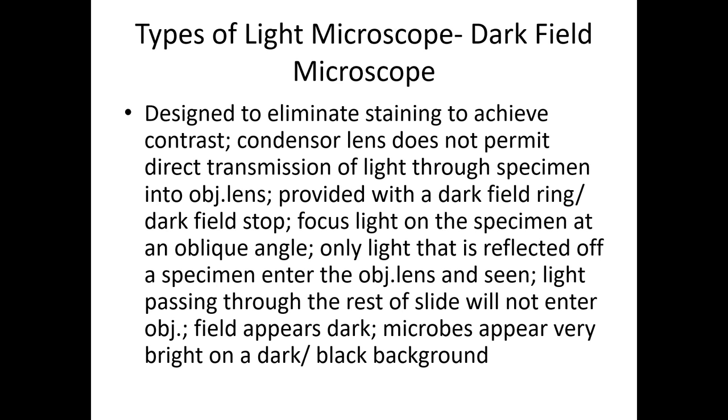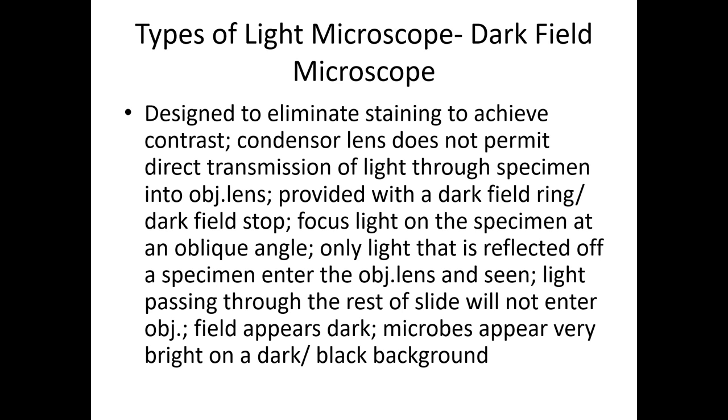First one, designed to eliminate staining to achieve contrast. So here, staining is not required to achieve contrast. We have told the term contrast. What do you mean by contrast? In order to identify the microorganism from the background, we need to stain the microorganism. Otherwise, it will appear colorless with a colorless background. You cannot identify the cell shape or cell arrangement or anything. So that's why we are doing staining. Staining is performed in order to improve the contrast. Fine. So here in dark field microscopy, staining is not needed.